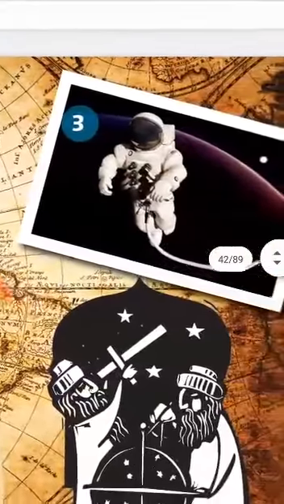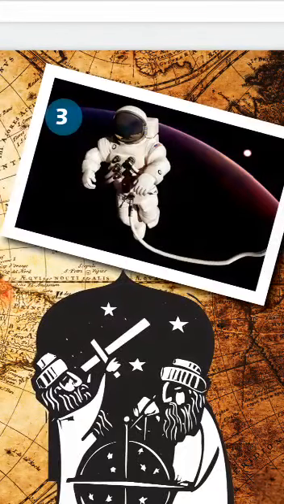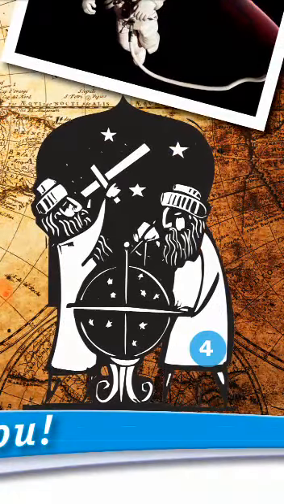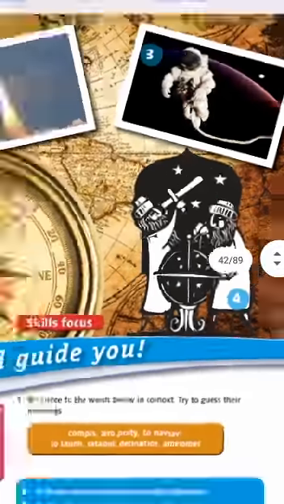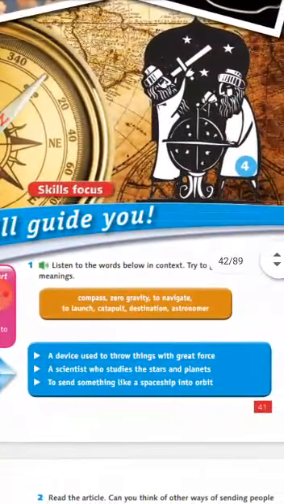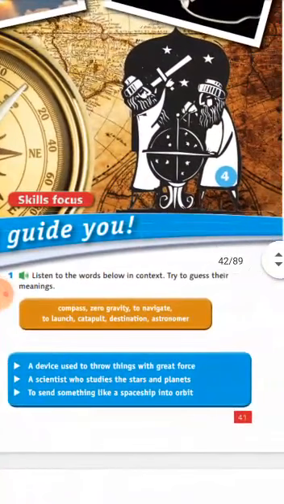Number 3, we have an astronaut. He explores space and he helps the astronomers. Number 4, here we have 2 men and they are using the telescope to explore space this way. Now, listen to the words below in context. Try to guess their meanings.